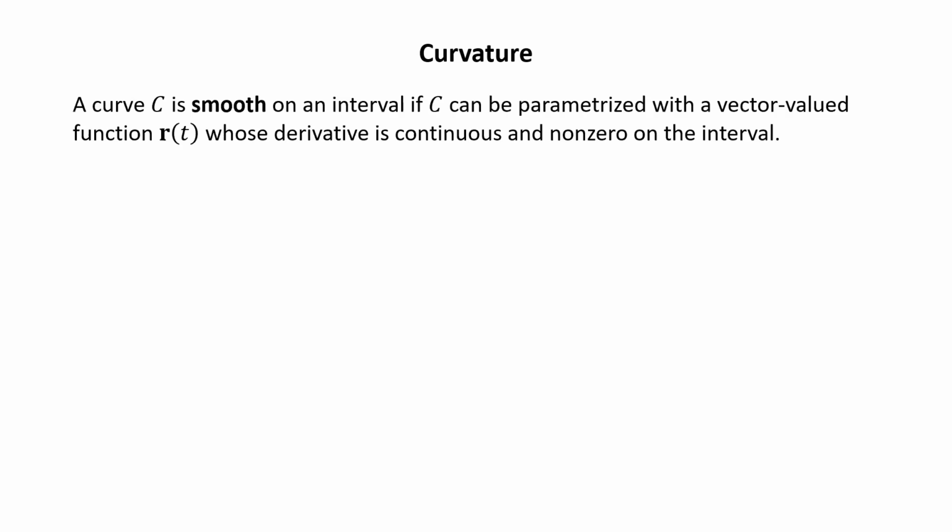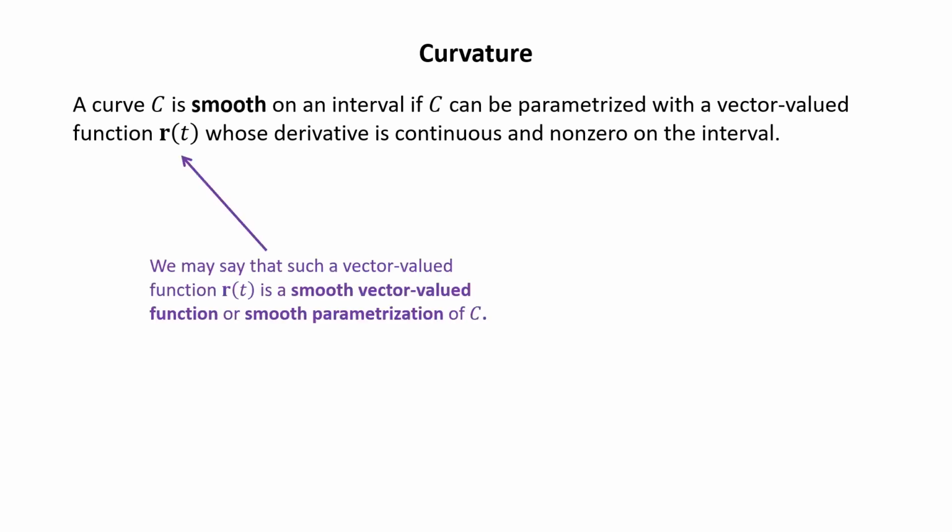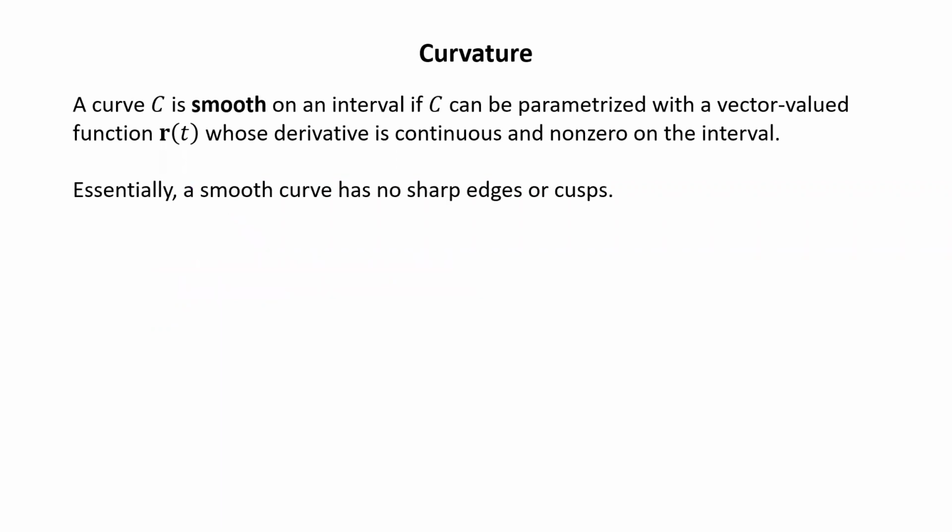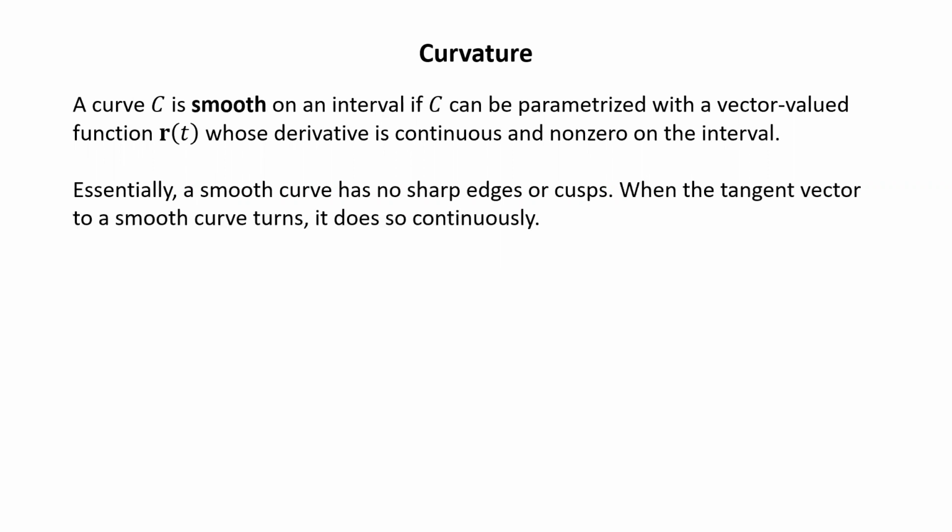Curvature. Recall from the previous lesson that a curve C is smooth on an interval if C can be parametrized with a vector-valued function R of t, whose derivative is continuous and non-zero on the interval. We may say that such a vector-valued function R of t is a smooth vector-valued function or a smooth parametrization of the curve C. Essentially, a smooth curve has no sharp edges or cusps. When the tangent vector to a smooth curve turns, it does so continuously.